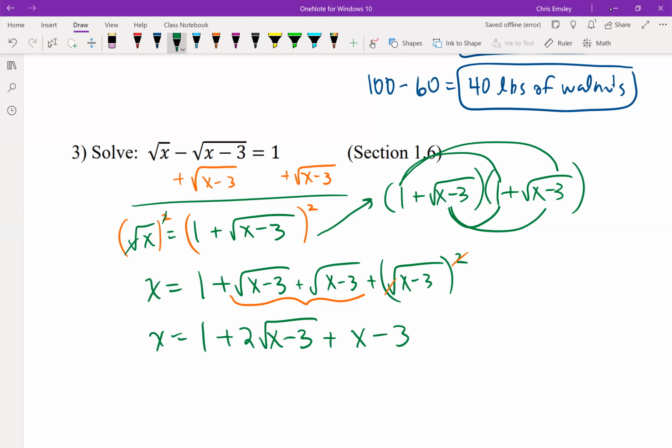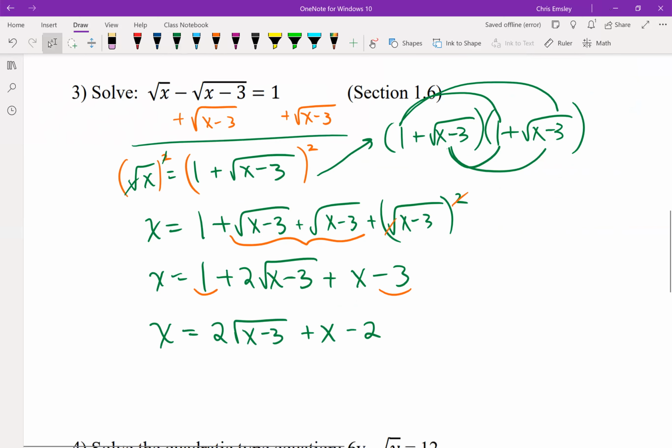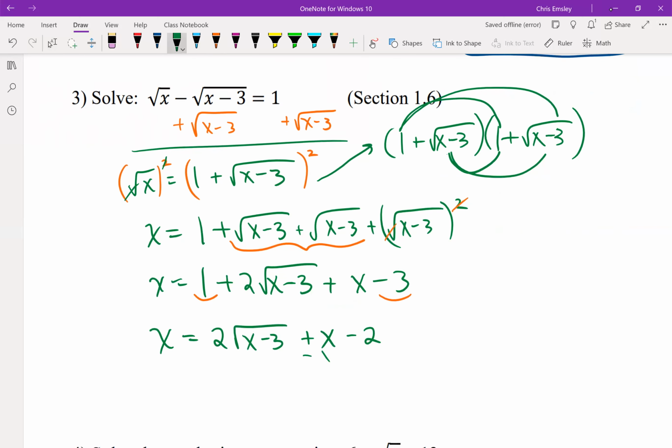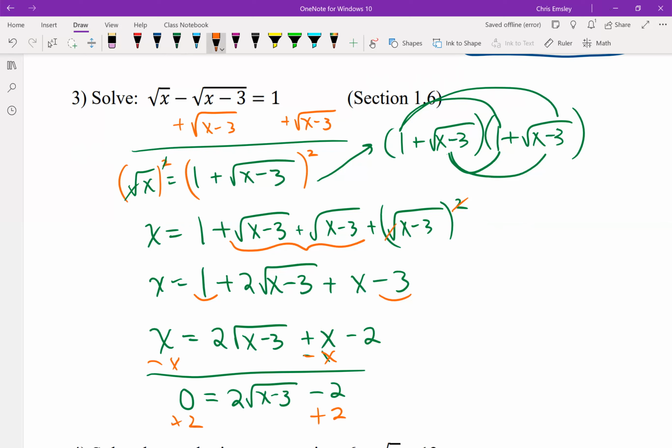Let's combine those like terms. On the right, we now have a 1 and a negative 3. So we have 2 square root of x minus 3 plus x minus 2 when I combine those two constants. I am going to subtract x from both sides. Now be careful, when we subtract x, there's still a 0 over there. We don't want to lose our equal sign. And then I'll add 2 to both sides. I'm going to come up over here to finish that. So I now have 2 equals 2 square root of x minus 3.